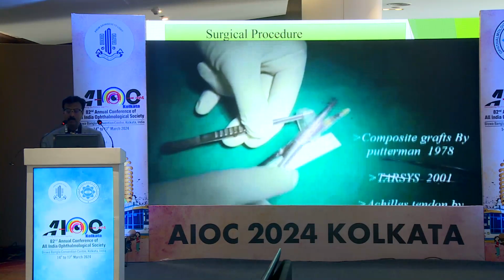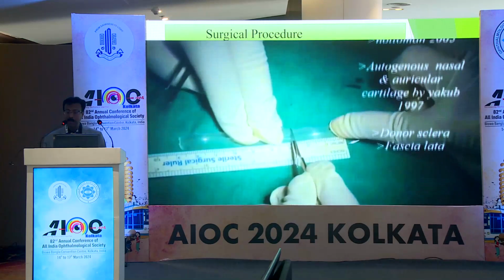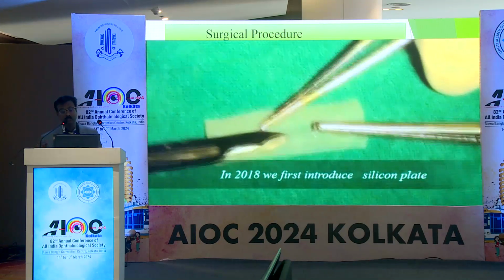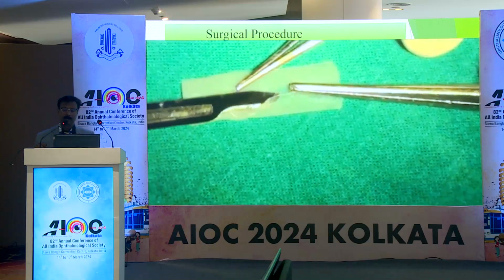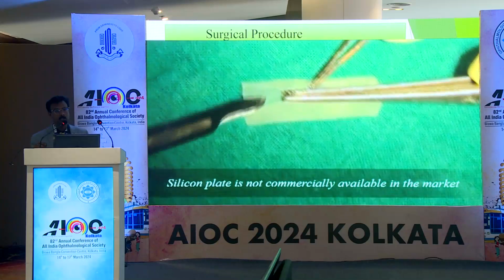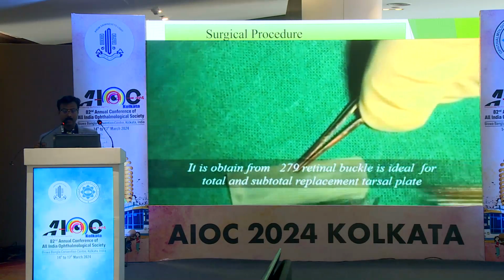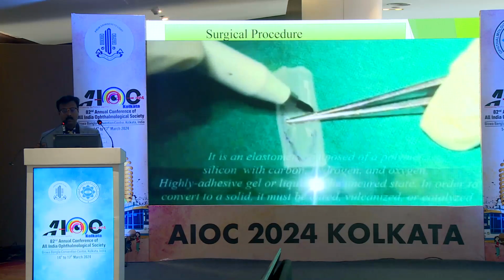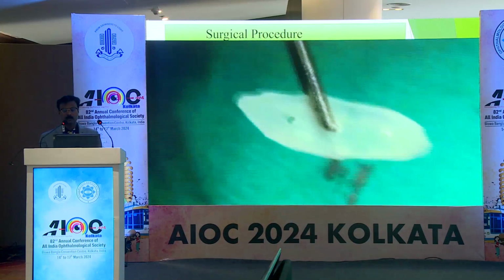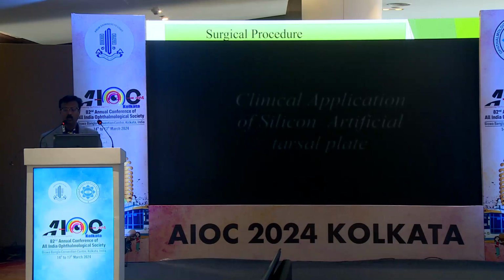History: composite graft in 1978, TERS in 2001, Achilles tendon Holman in 2005, and autogenous silicone in 1997. In 2018, we first introduced a silicone plate. Silicone plate is not commercially available in the market. It is obtained from a 279 retinal buckle. The configuration is 28 millimeter length, 6 millimeter central width, 30-degree angulation, and multiple holes.